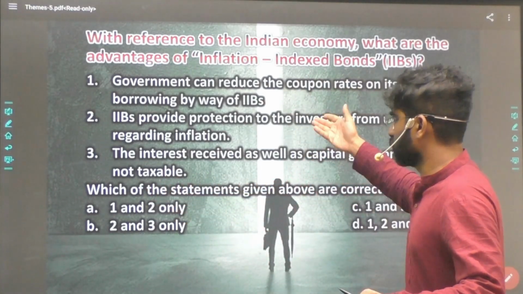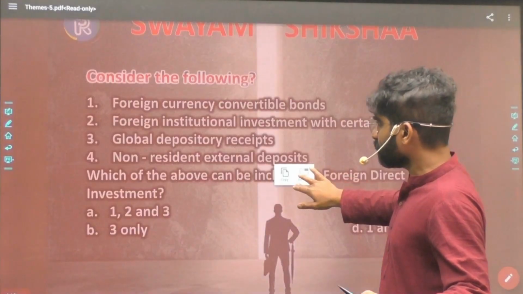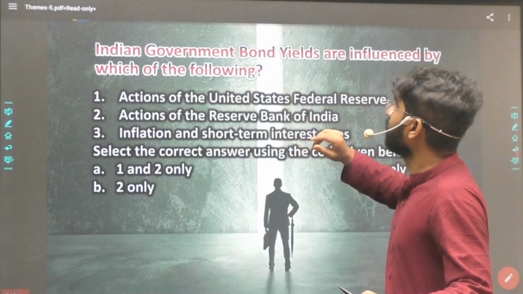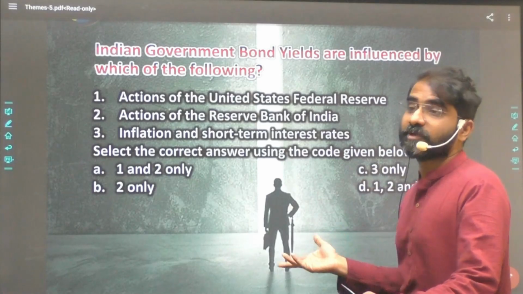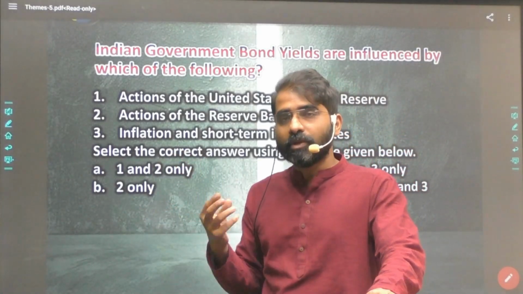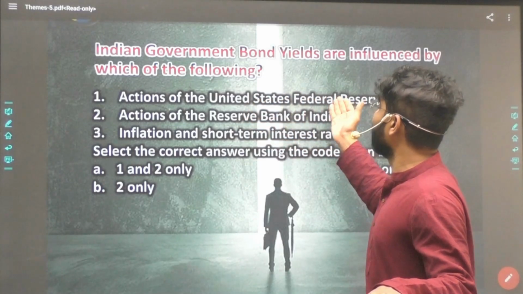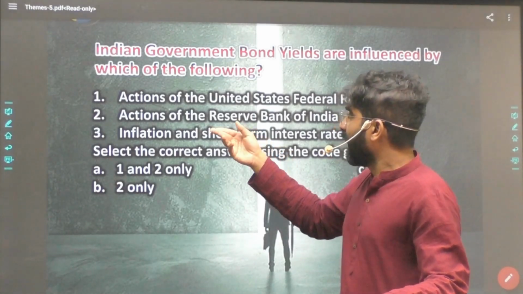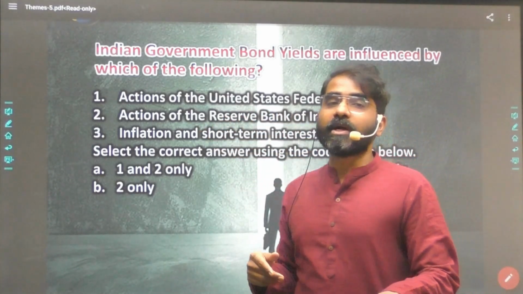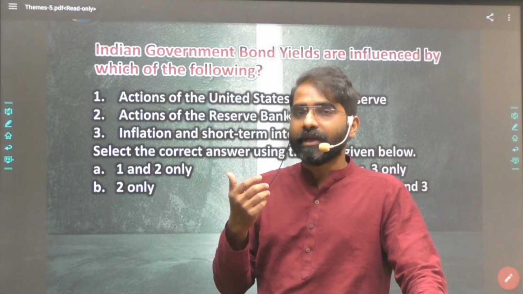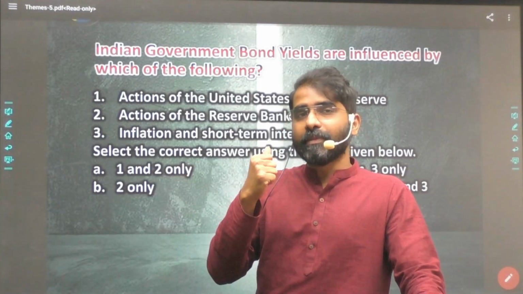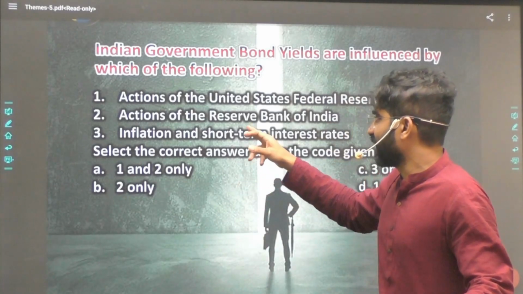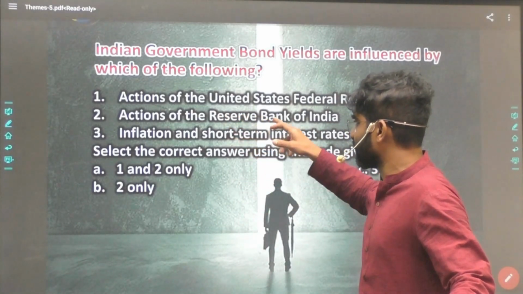So 1 and 2, it's a simple question that was asked earlier. This question we'll do later when I'm discussing FDI. Now see here, Indian government bond yields are influenced by, this was the question. This was recently asked. The Federal Bank's decision will have an impact on the Indian bond market, as we have discussed. Also the actions of the RBI, because RBI can inject liquidity or remove liquidity from the market. So money supply logic also plays a role here. Interest rates of the banking system get affected, which have an impact on the bond yields. So the second statement is also okay.